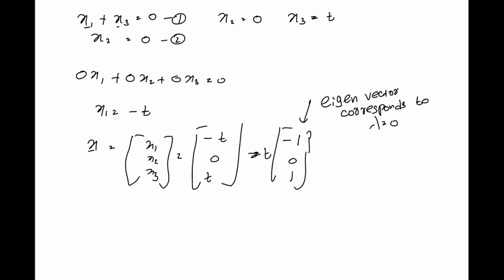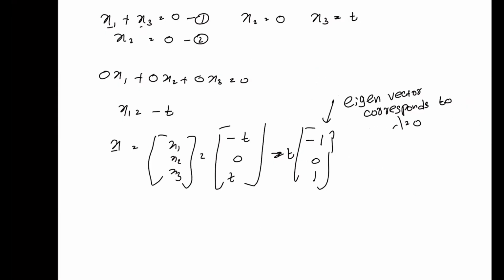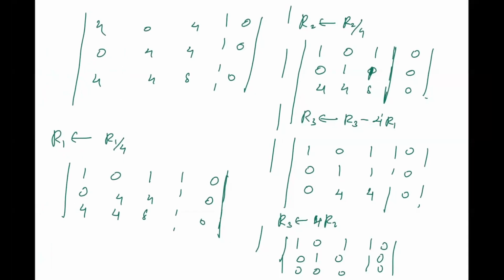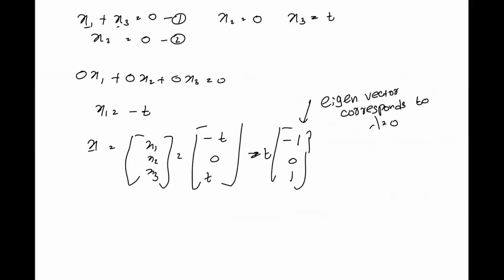Okay, so I think I will show you how the Python script works. I think I didn't mess up that one. So this is my eigenvector, minus 1, 0, 1. Basically, that is my eigenvector. I didn't do anything wrong, right? So this is my equation, and this is my eigenvector, which corresponds to lambda equals 0.